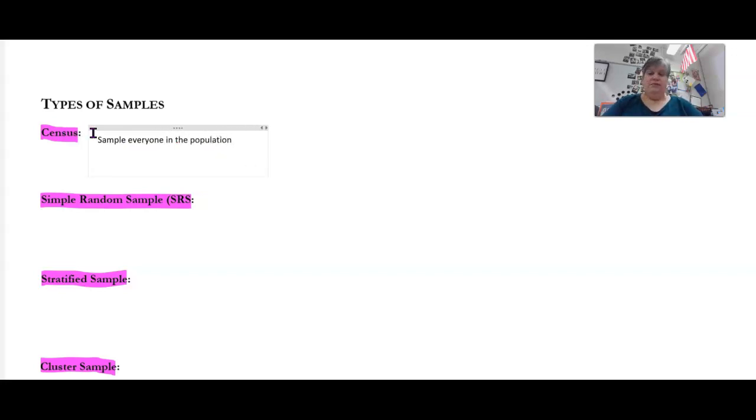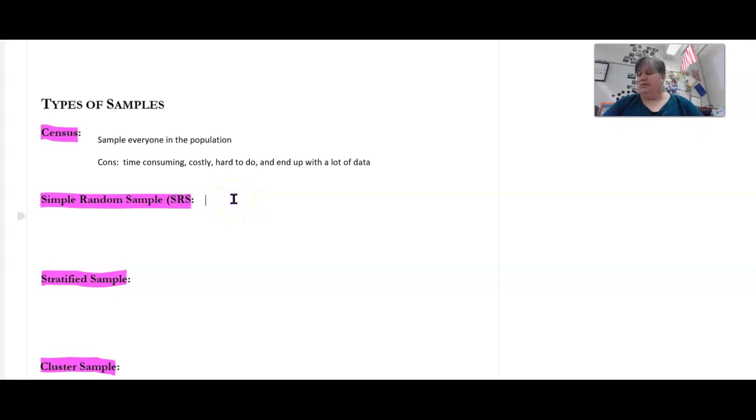Okay, there are some cons for this. One is it's time consuming, takes a lot of time to try and reach out to everybody. It is very costly. It's hard to do. And you end up with a lot of data, and all that data can be very hard to look at. Okay, so a census sometimes is not a very good way to go. Not many people actually try and complete a census.